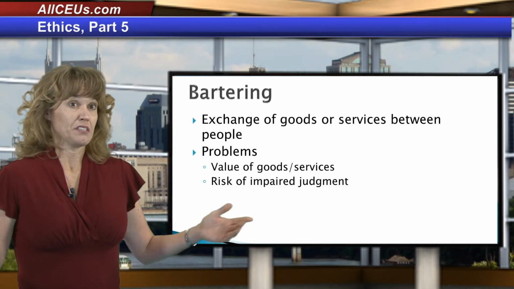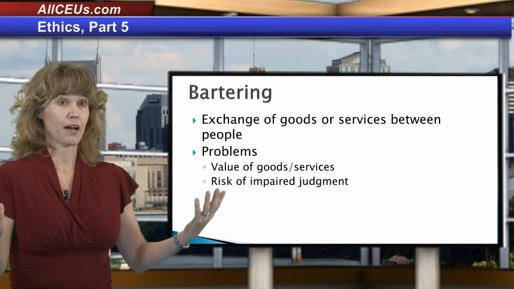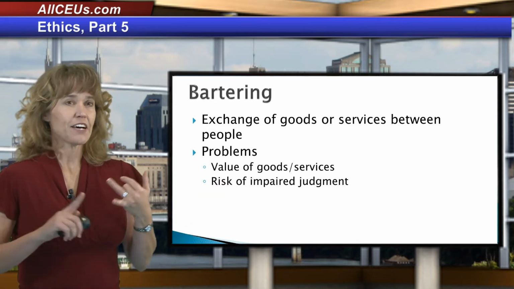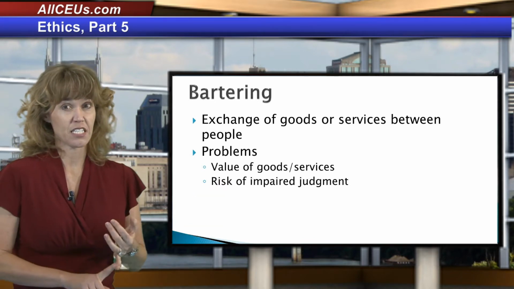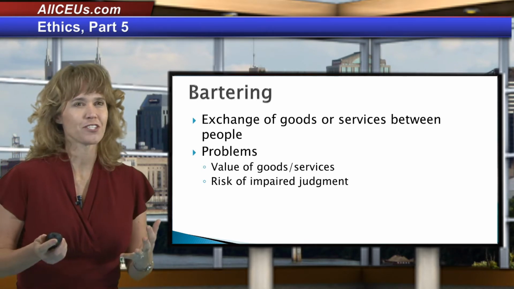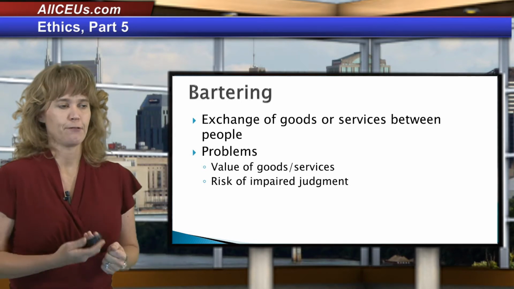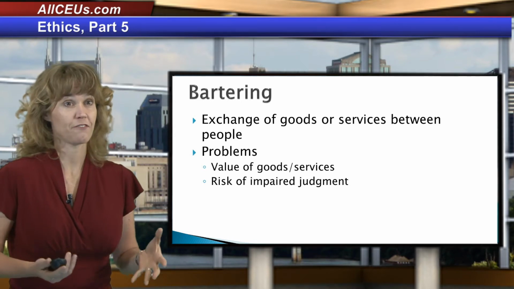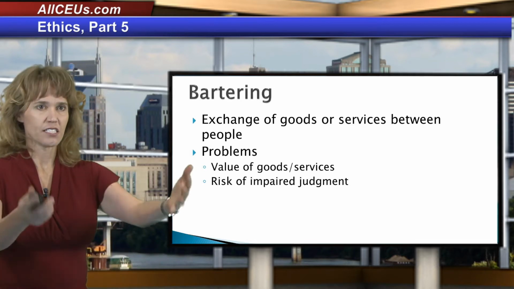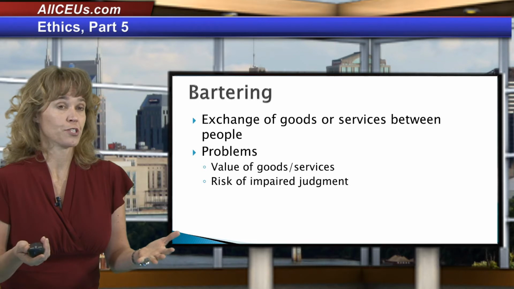What's the problem with it? If I want to see a client and she wants to give me a dozen eggs in exchange, what's the problem? Well, the definition of the value of goods or services and the risk of impaired judgment. So let's think about the value of goods and services. If it's goods, it may be less difficult to quantify than services. A dozen eggs is pretty much what that goes for in the grocery store.